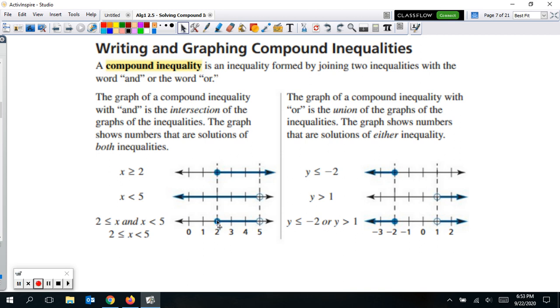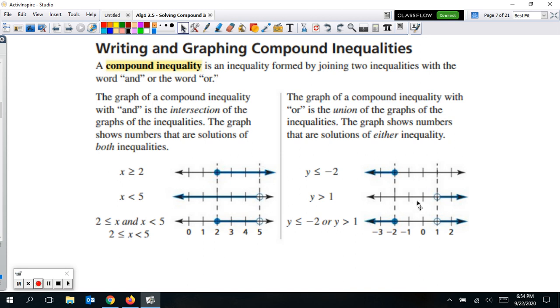It would equal 2. It would stop at 5, but it wouldn't equal 5. That's what the open hole means. It starts there, but it doesn't equal that number. So it's everything that's less than 5 and everything that's greater than or equal to 2.